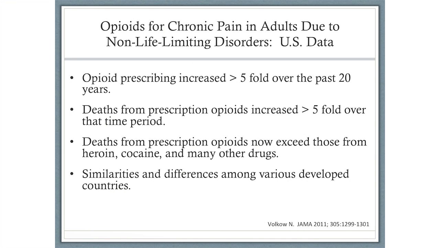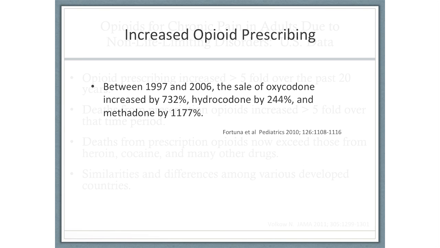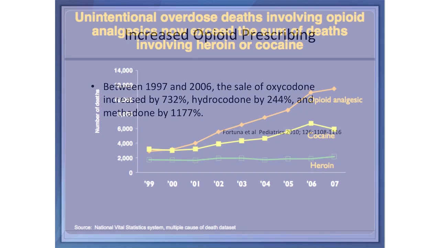But over the past 20 years, opioid prescribing has increased fivefold in the US. And deaths from prescription opioids have paralleled that increase over the past 20 years. Now deaths from prescription opioids exceed deaths from heroin and cocaine combined. Between 1997 and 2006, the sale of oxycodone has increased over 700%, hydrocodone over 200%, and methadone over 1,000%.